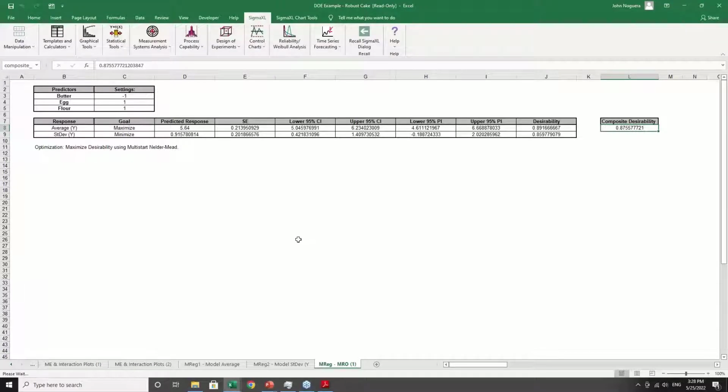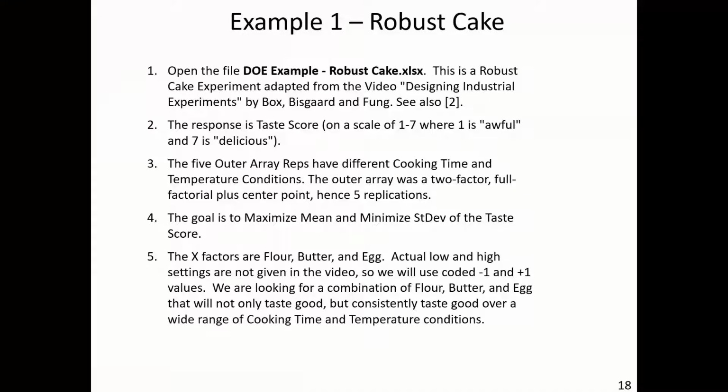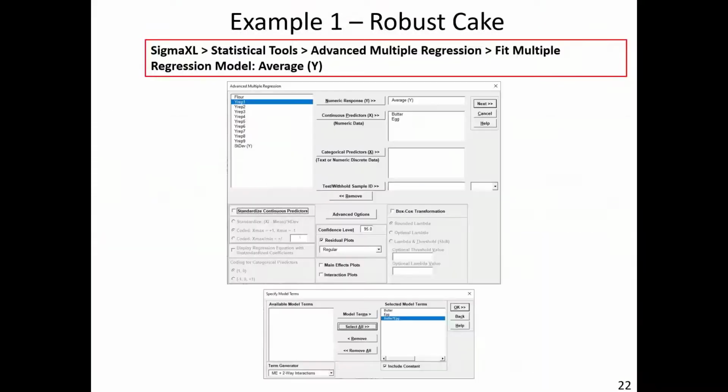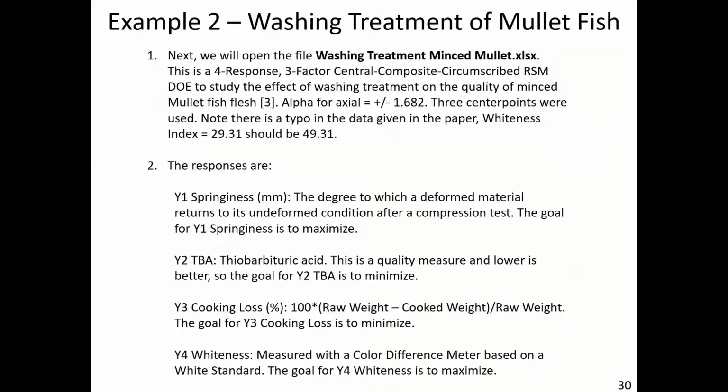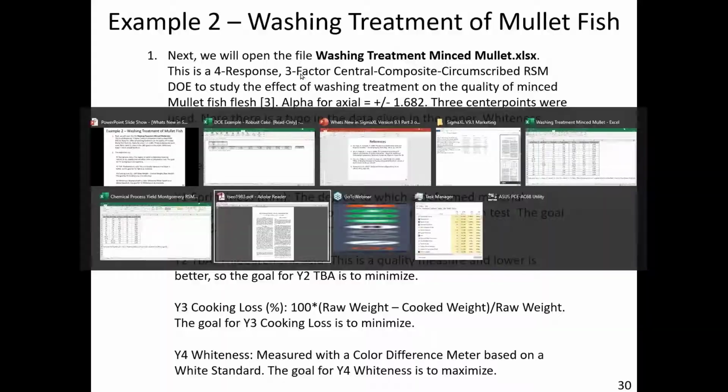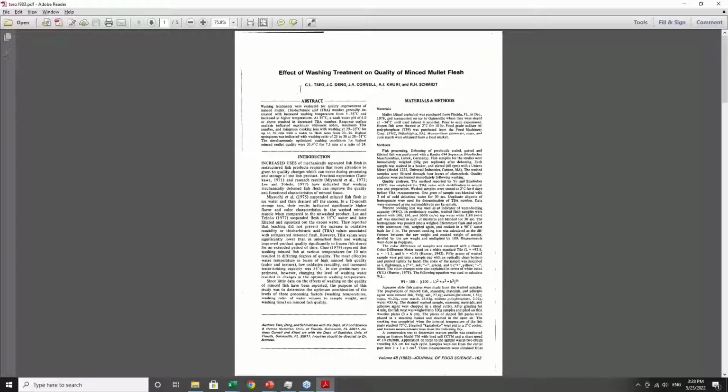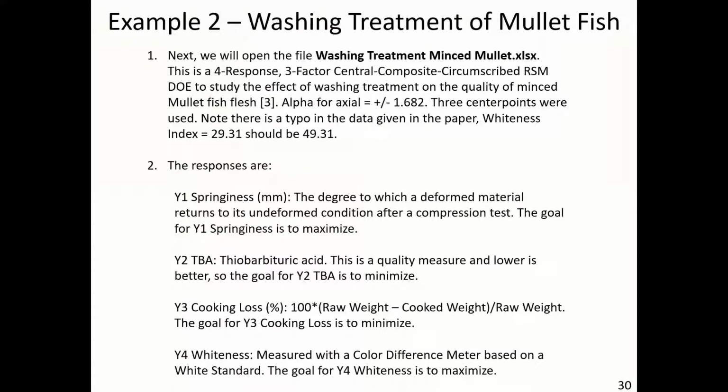Very straightforward, very basic. And we'll look at one more example, which is the fish washing treatment. So this comes from an actual food sciences study, and the paper is mentioned in the back. This is the actual paper, Effective Washing Treatment on Quality of Minced Mullet Flesh. So it's a real experiment.